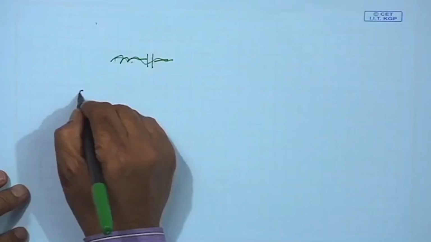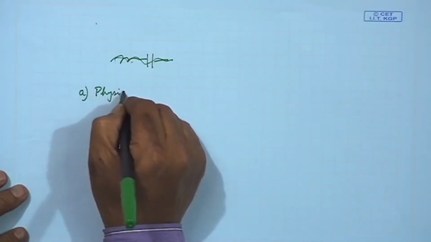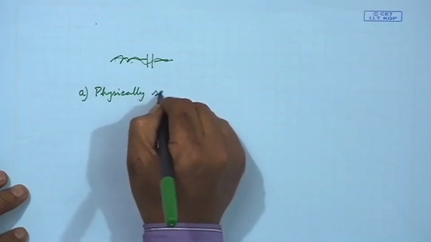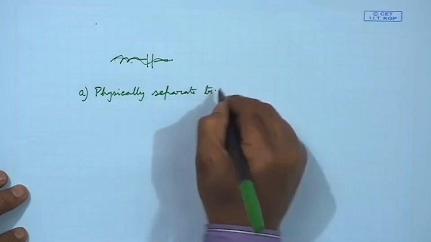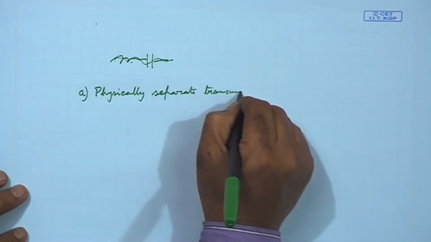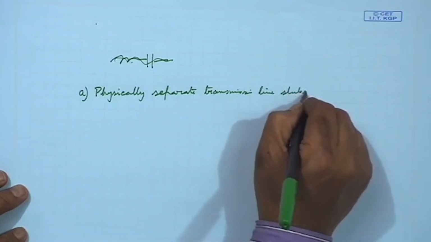So, more practical microwave filter implementation requires this, because sometimes I need to physically separate transmission line stubs.